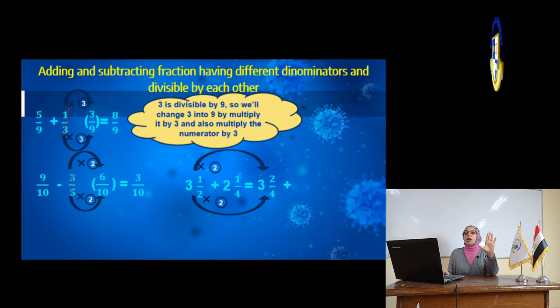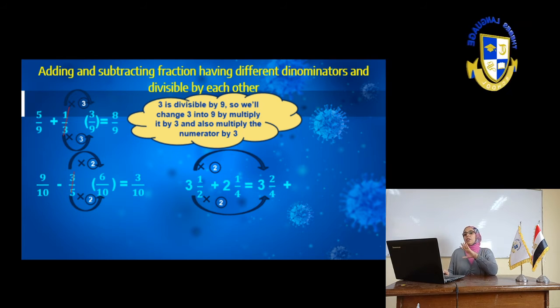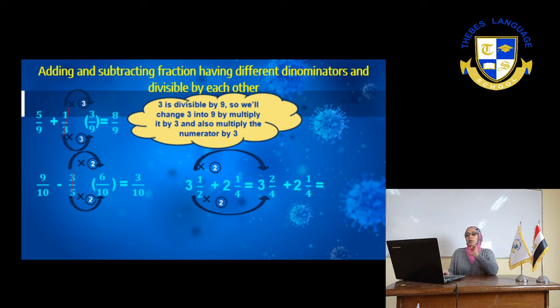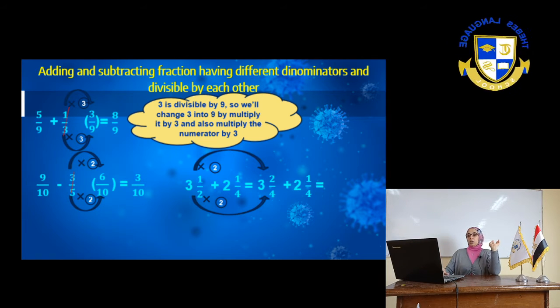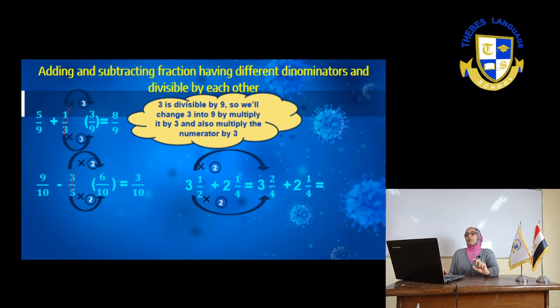Put the whole as it is. Don't forget the whole. Okay? And write the new fraction, 2 over 4. Now, add it to 2 and 1/4. The whole with the whole, 2 plus 3 equals 5. And write the denominator as it is, 4, and add the numerators, 1 plus 2 equals 3.